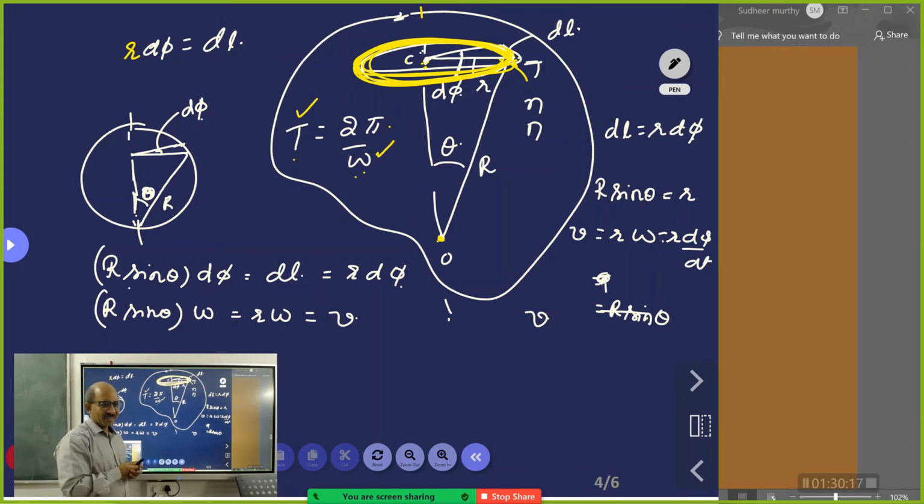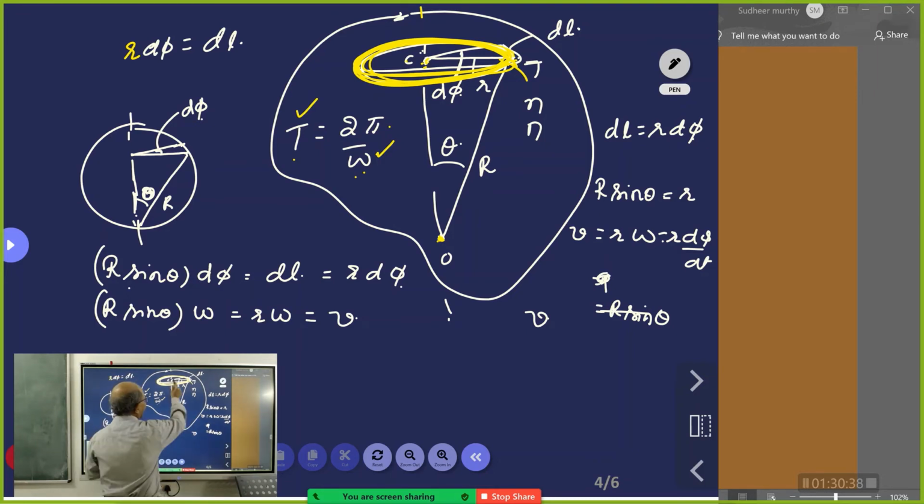Yes, both are the same. You stand here and count how many times it has moved, then you will call it... sorry, you will say linear frequency, not angular frequency. You stand here and say how many times it has moved here, you will call it linear frequency. Multiplied by 2 pi, you will get angular frequency.